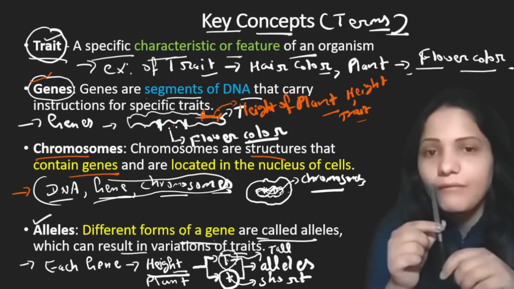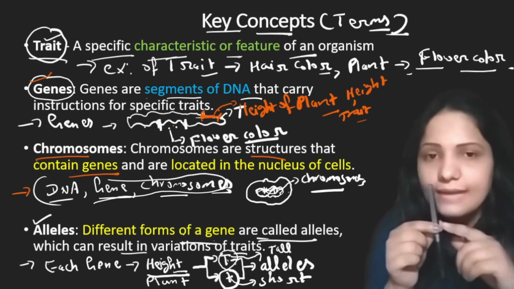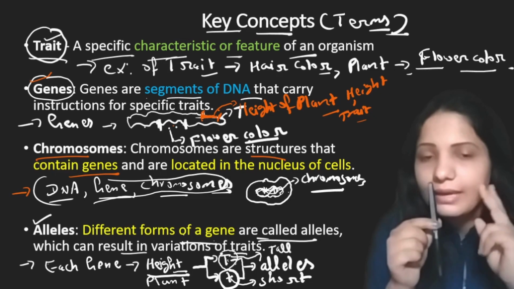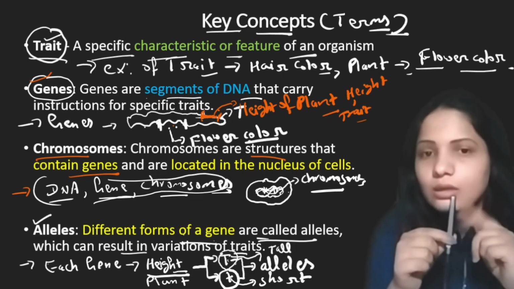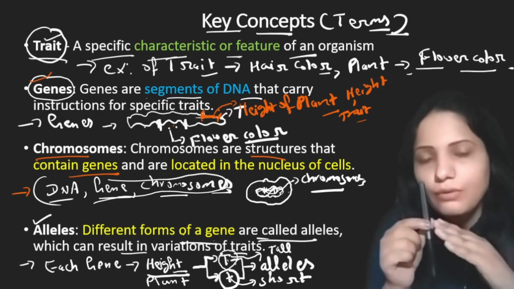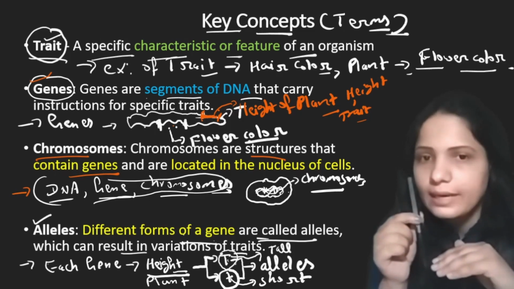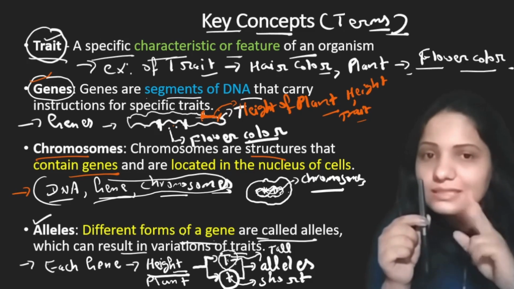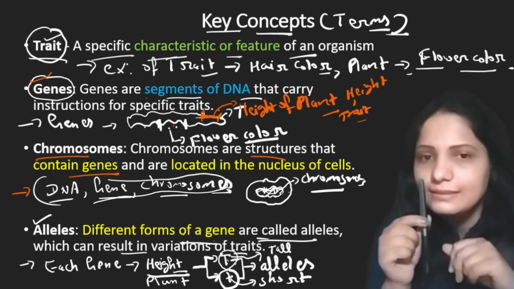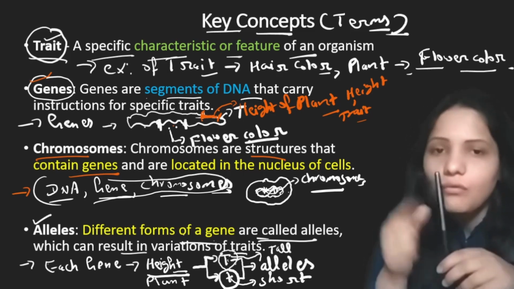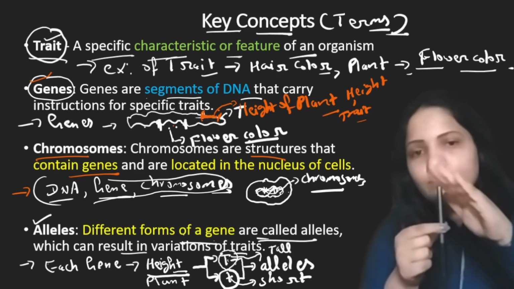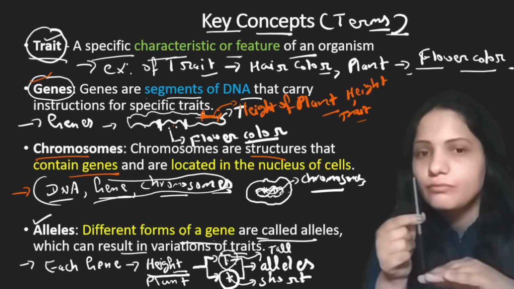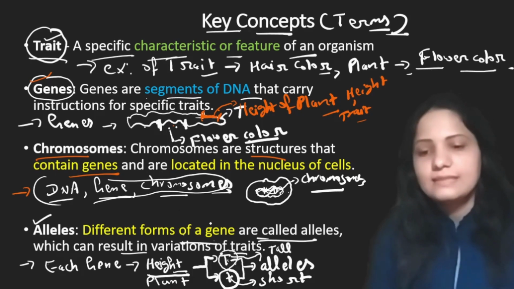In the same way we have a gene for height, and that gene may have two forms. First, a form which is responsible for tall height, and the second form which is responsible for short height. Those two forms of a single gene are known as alleles. Understood? So alleles are the different forms of a gene.